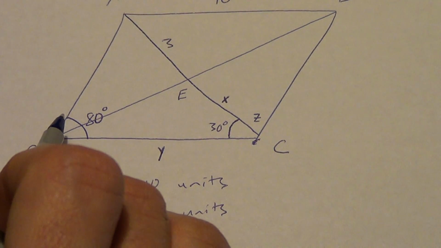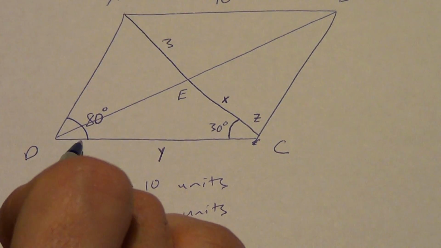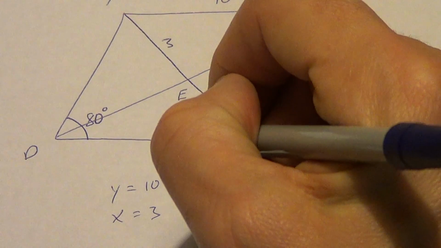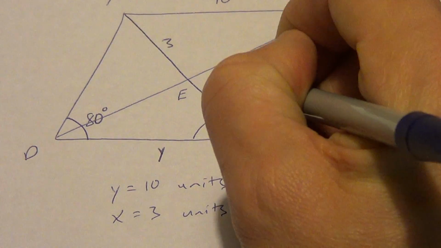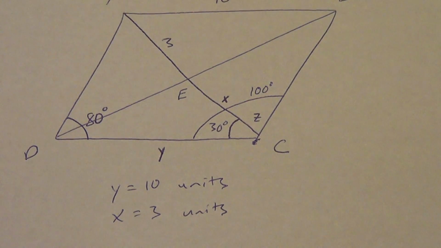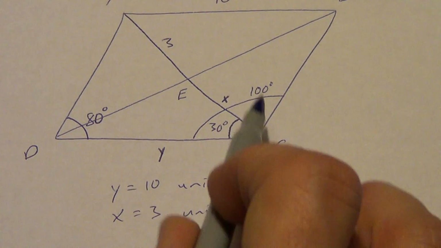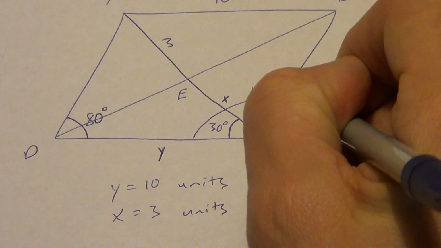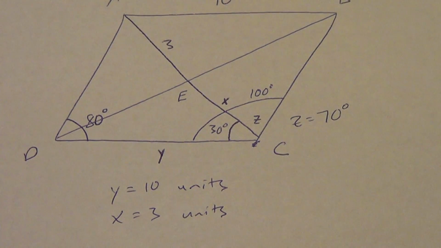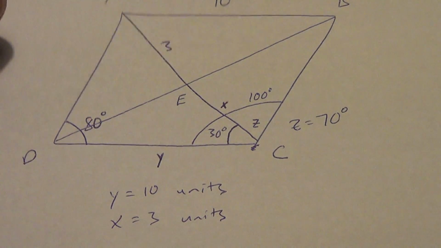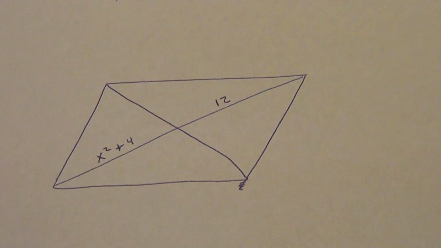Okay, Z is a little harder, but not too difficult. We were told that consecutive angles are supplementary. So if this is 80, then that means this whole angle here, this big one, has to be 100 degrees. And if this is 30, angle addition postulate, 30 plus something has to give me 100, then Z must equal 70 degrees. Okay, not too difficult. All right, let's make it a tiny bit harder. Okay, go ahead and copy this one down real fast.